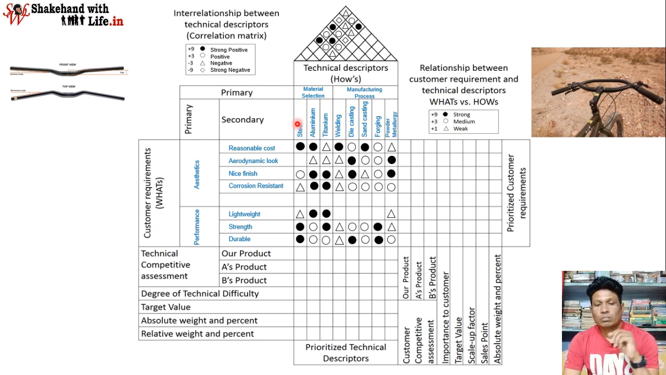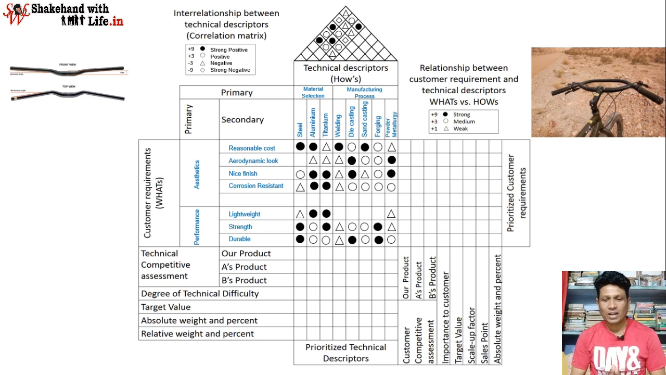Now with powder metallurgy, steel has a negative relationship with powder metallurgy, aluminum has a positive relationship with powder metallurgy, and titanium has a strong positive relationship with powder metallurgy. So we can manufacture the handlebar stem with titanium using the powder metallurgy process. Therefore titanium has a strong positive relationship with powder metallurgy.